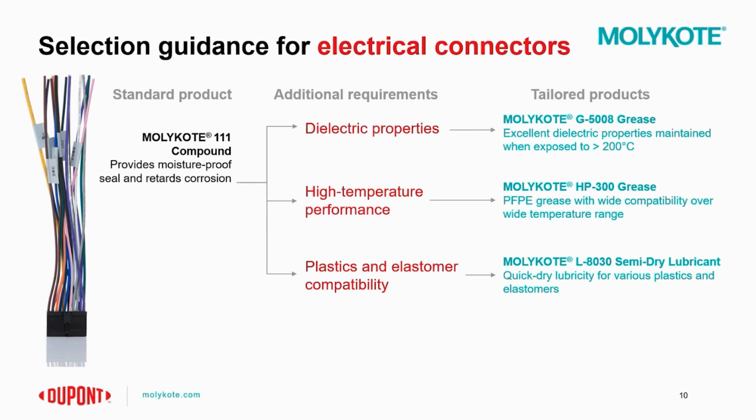And then when you're looking to exceed temperatures above 200 degrees C, you would probably want to look for a more intense fluorinated chemistry, which in this case, we could look at HP300, which is a PFPE grease that can offer wide compatibility over a pretty wide temperature range. And then as we look for applications that require plastic and elastomer compatibility, another product that you could look at is MOLYKOTE L.E.T. semi-dry lubricant, which is specifically formulated for the lubrication of plastics and elastomers.